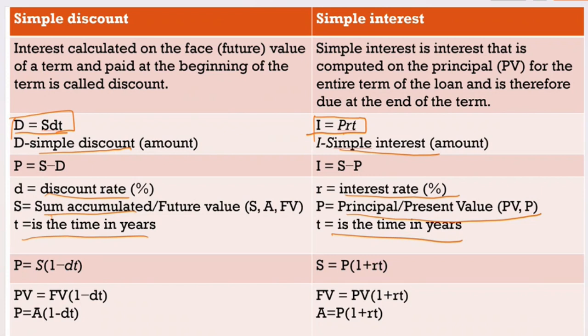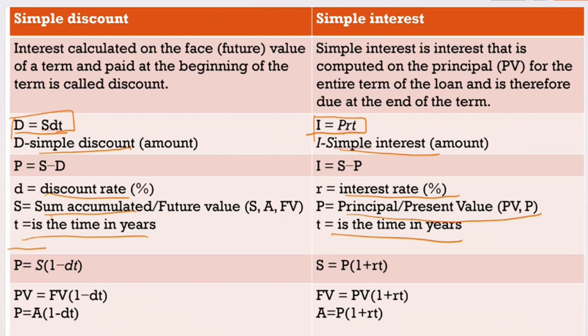We still follow the same procedure. The time should be in years, and if ever you've got a time that is less than a year, you have to divide it by the unit of that time to convert it to become an annual time, a year. Okay, so you still follow the same procedure.